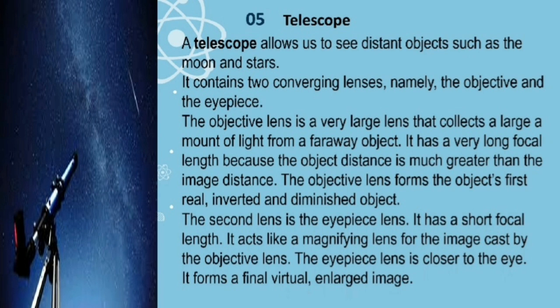And the second lens, which is the eyepiece, has a short focal length. It acts like a magnifying lens for the image cast by the objective lens, and the eyepiece lens is much closer to the eye. And the image forms a final, virtual, and enlarged image. And those are some of the basic optical instruments.